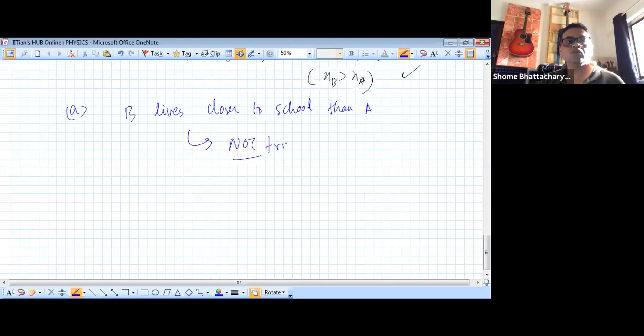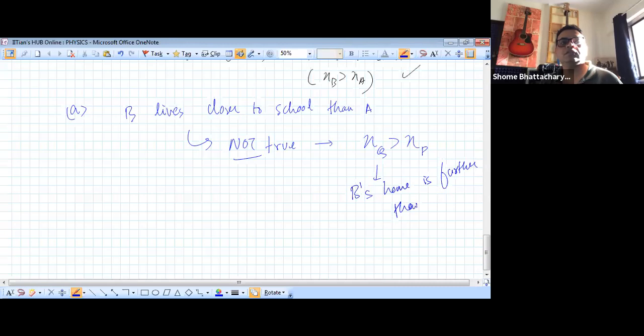We can see that that is not true. Why? Because we have seen that the x coordinate of Q was greater than the x coordinate of P. So B's home is actually further than A's. So that means this first statement is wrong. Okay, then let's go to option B.